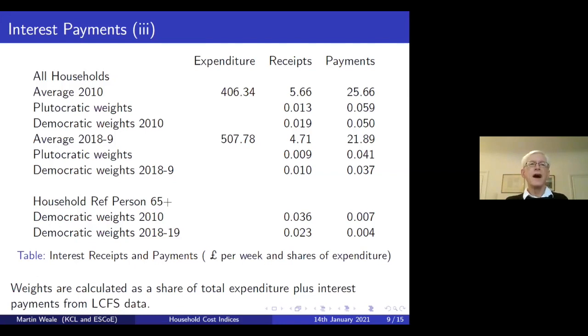2019. And I also did the exercise for households where the household reference person was 65 or older. And you can see that if you look just at old people's households, then you get a very different pattern from what you would get if you look at the household sector as a whole. So interest receipts were about 2 to 3 times those of the household sector as a whole, and interest payments were much lower. Of course, that reflects the fact that many, but not all, old people have paid off their mortgages, and they may have savings and be living partly on interest income, or at least they may have been doing that when interest rates were still somewhat higher than they are now.